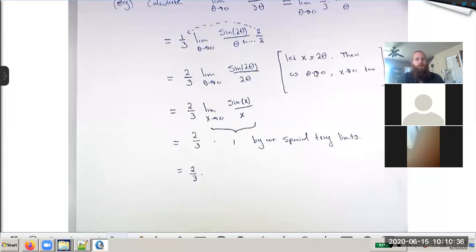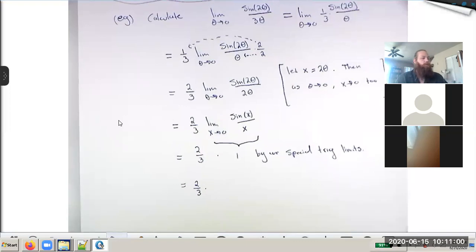So my goal is to get whatever weird trig limit I'm given into the form sine x over x as x goes to 0, or cos x minus 1 over x as x goes to 0. And we can juggle and manipulate constants. We can do whatever algebra tricks we want in order to make stuff like that show up. Any questions on this fella?